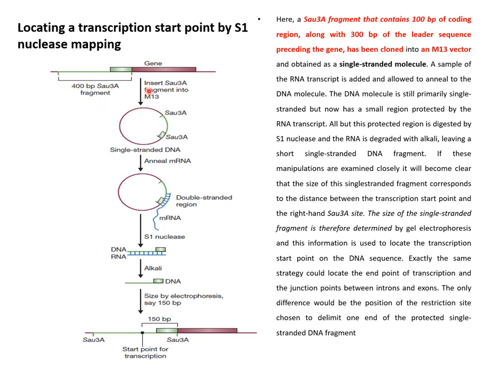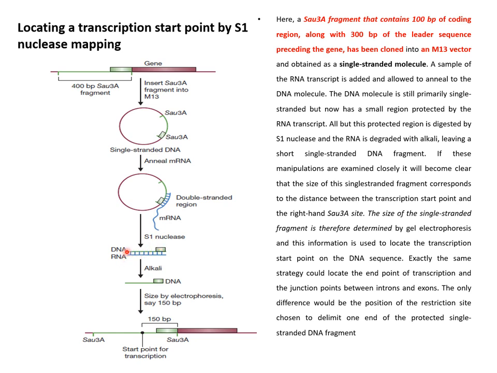So you clone into M13 vector. Remember, M13 vectors are used to get single-stranded molecules. So you get the single-stranded DNA. Then you take this one and hybridize it to an mRNA. When you hybridize it, regions which are complementary will bind, and regions which are not complementary will come out. Then you treat with S1 nuclease.